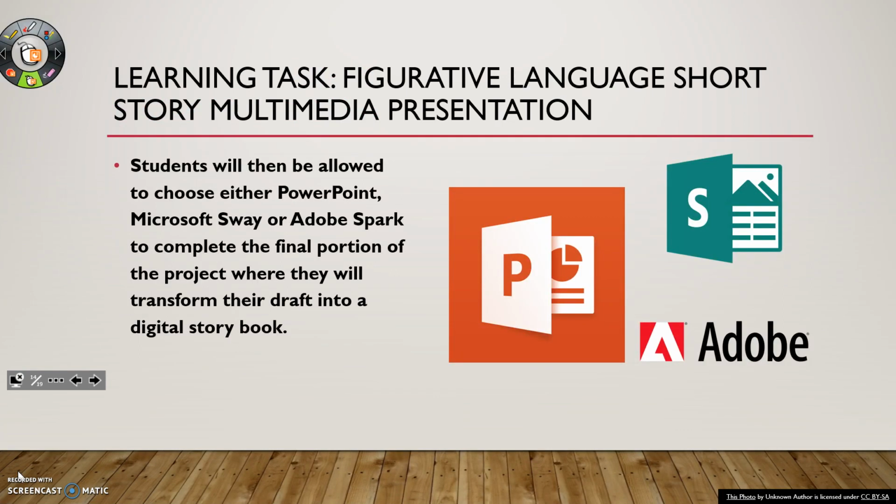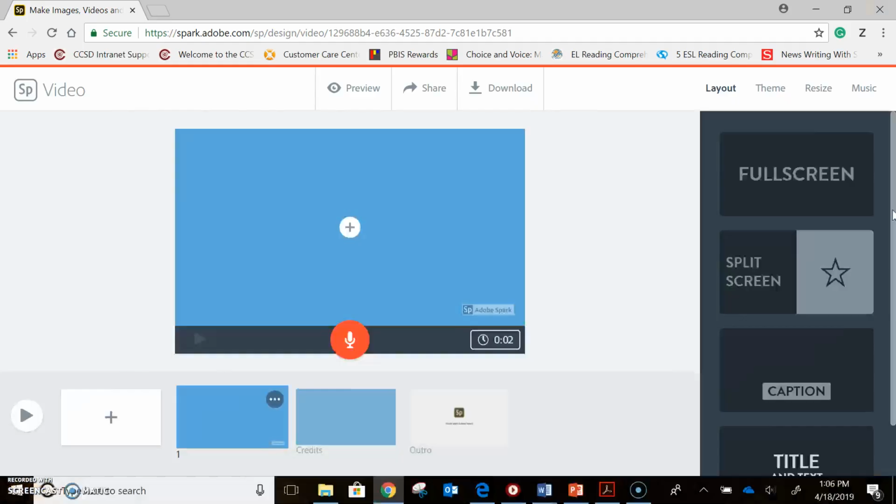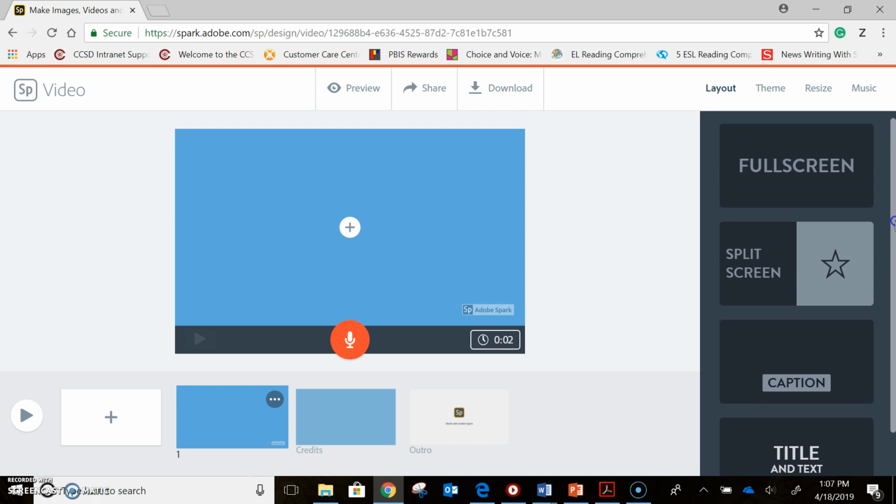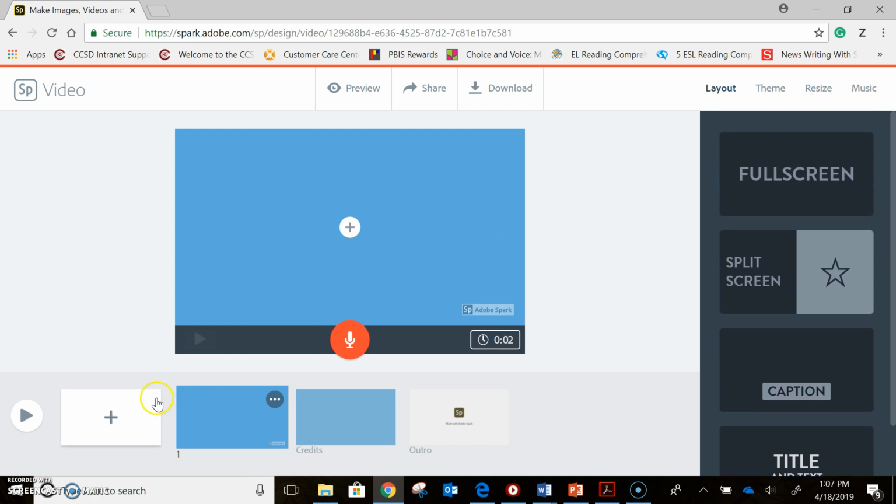Students were then allowed to choose with their partner either a PowerPoint, Microsoft Sway, or Adobe Spark Video to complete the final portion of the project where they transformed their draft into a digital storybook. Because the students had never used Adobe Spark Video before, I did have to show them how to add slides and incorporate different forms of multimedia like images and other videos.